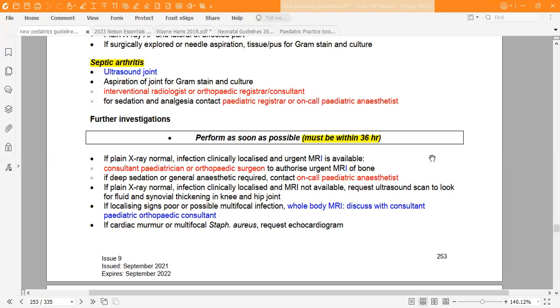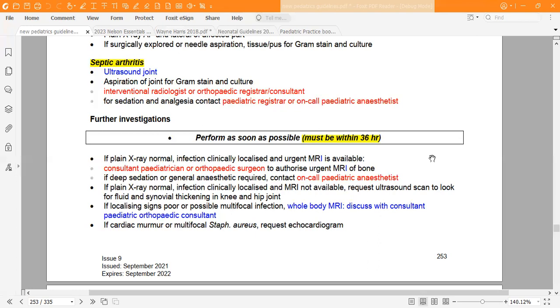The second option: if plain X-ray is normal, infection is clinically localized, and MRI is not available, request an ultrasound scan to look for fluid and synovial thickening in the knee and hip joint. So the first option was a normal plain X-ray, obvious clinical infection, and MRI available, so we consult our pediatric consultant or orthopedic surgeon. Second option, if we have a normal plain X-ray, localized infection, and no MRI facility in my workplace, I request an ultrasound scan of the joint to check for any fluid effusion or synovial thickening in the knee and hip joint.